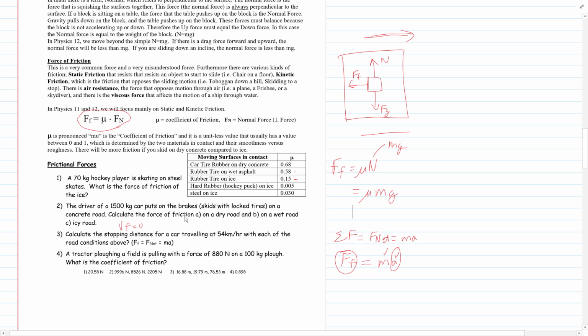We'll do number 2, and we'll actually calculate the force on a wet road, the skidding. Now you're sliding, this is the kinetic. So these are locking brakes, not anti-locking brakes. So calculate: the driver of a car that's 1,500 kilograms puts on the brakes and skids with locked tires on a concrete road. Calculate the force of friction on an icy road.